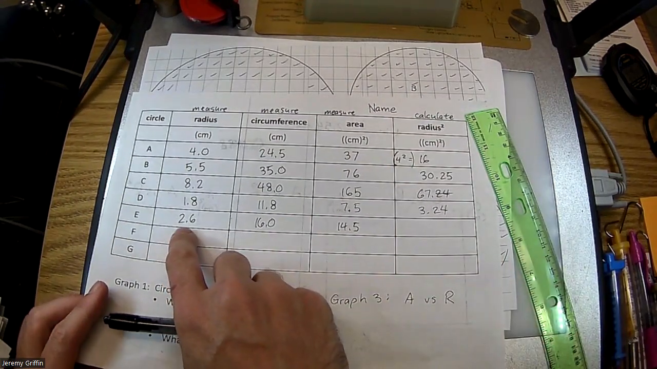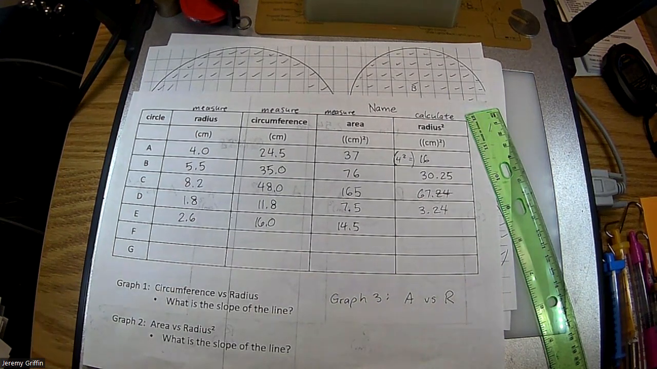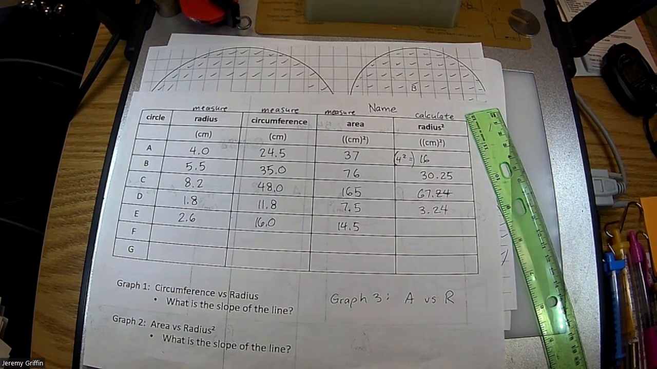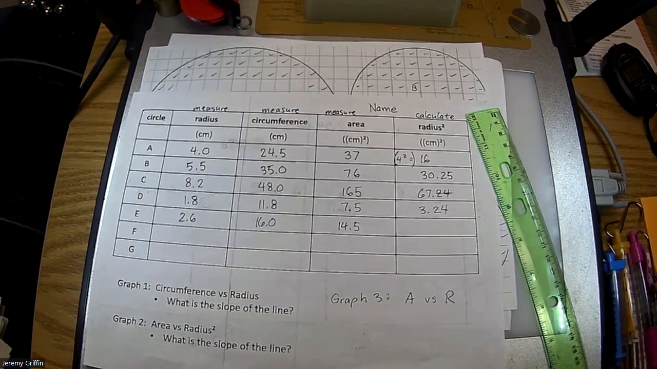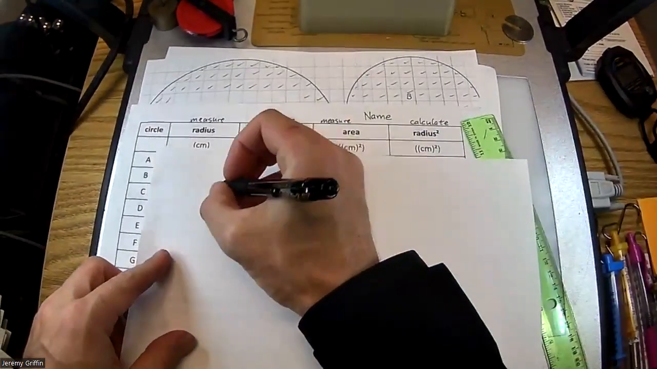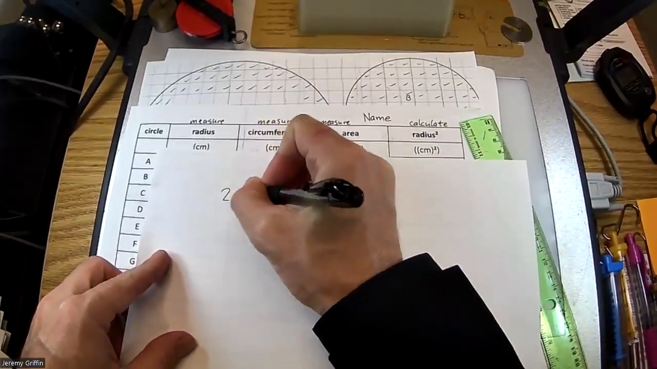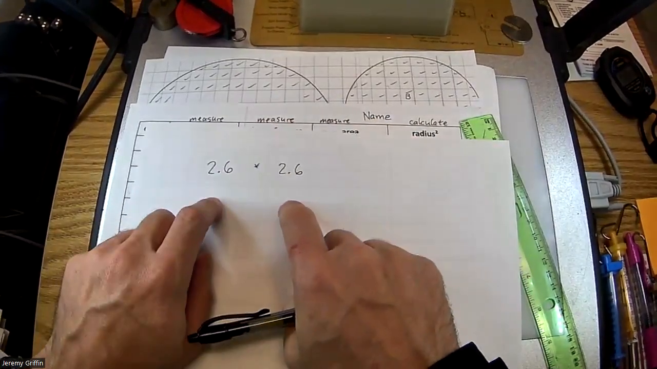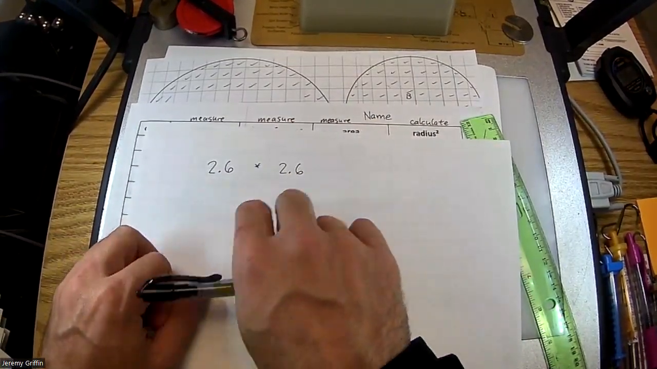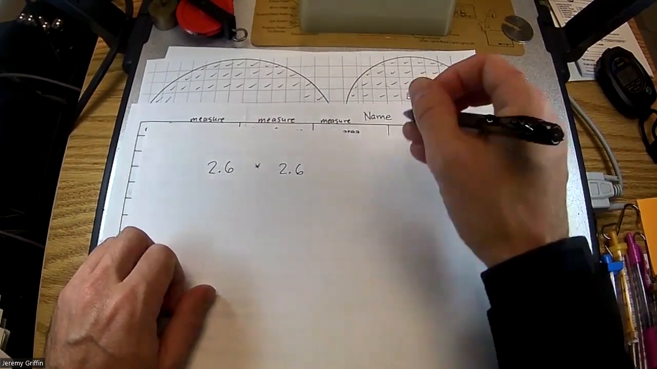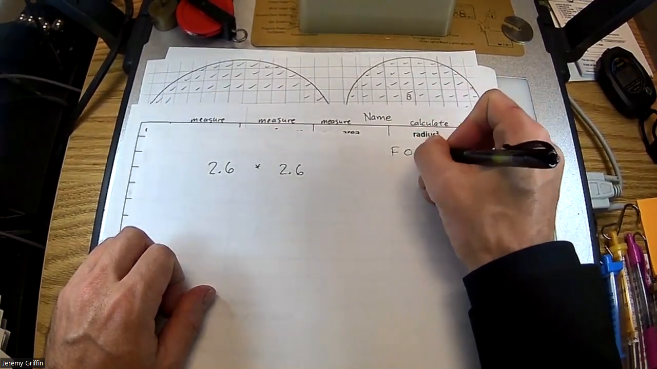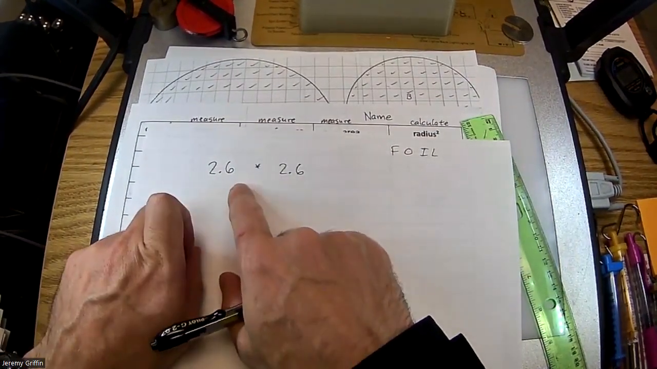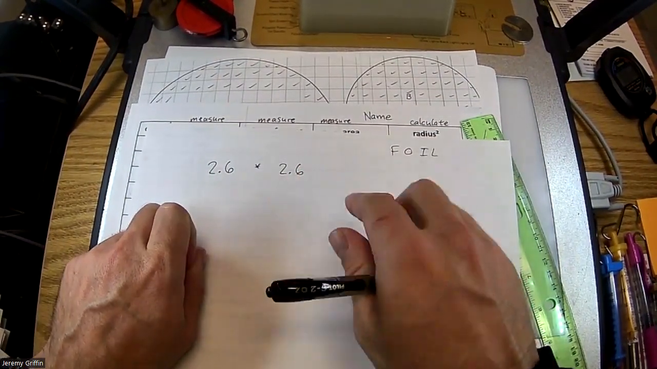So 2.6 squared. Earlier today, I did not have a calculator on hand, so I'll show you guys a cool math trick that I learned back in middle school. 2.6 squared is 2.6 times 2.6. Back in middle school, I learned this trick for multiplying any two-digit numbers. You guys remember FOIL? This is kind of an application of it. This is like 2 plus 0.6, and this is 2 plus 0.6. You kind of think of it like that.